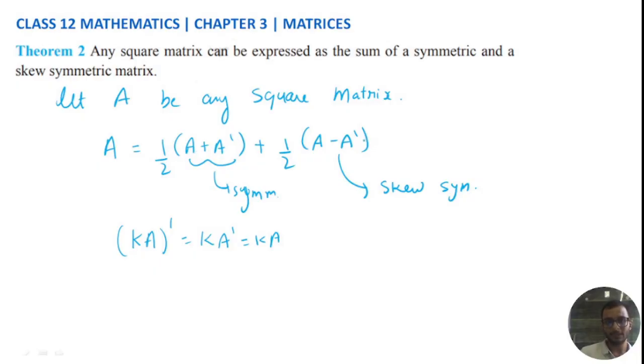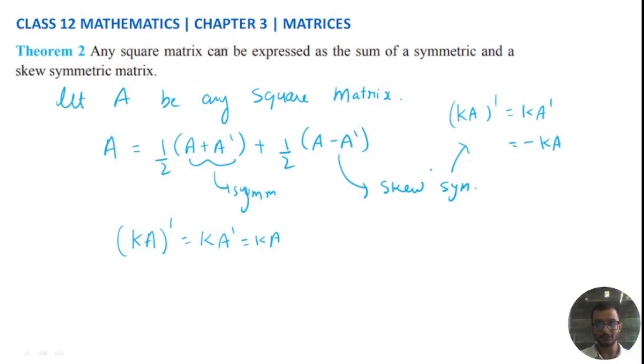Similarly, if you have A as skew symmetric, then what will be (kA) transpose? It will be k into A transpose, and A transpose is skew symmetric, so it will be minus of kA. A transpose will be the same as minus A. So you got (kA) transpose as minus kA. That shows that our kA is skew symmetric when A is skew symmetric. So as here A minus A dash is skew symmetric, 1 by 2 into (A minus A dash) will be skew symmetric by this property.